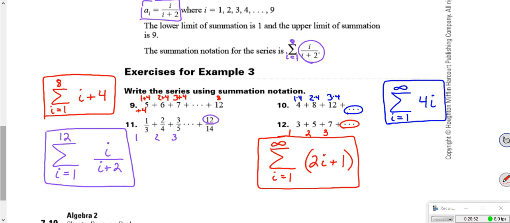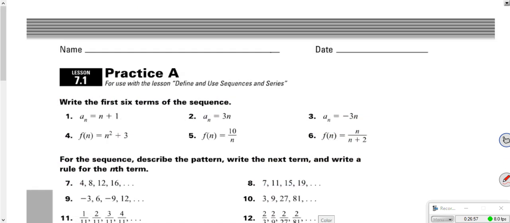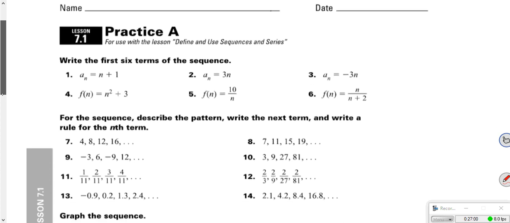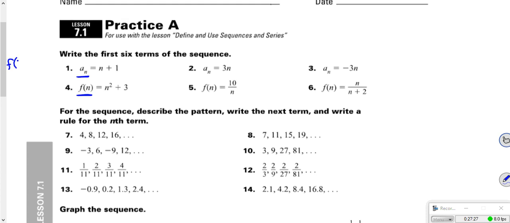Let's do some practice problems. Okay, practice problems. Write the first 6 terms of the sequence. Again, all you're doing is plugging in. I'm going to do number 4 here. So first 6 terms of the sequence. Now notice they wrote this one in terms of function notation. Whether you write it this way or this way, it's the same thing. So on number 4, first 6 terms of the sequence, f of 1 is going to equal 1 squared plus 3.